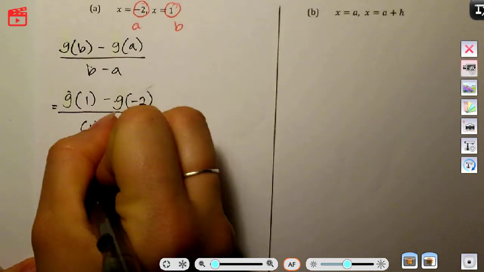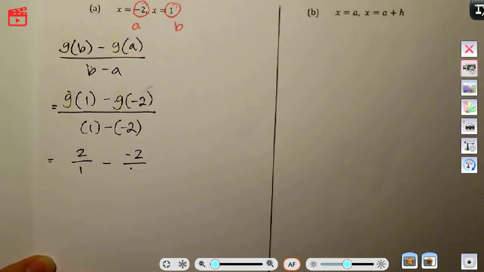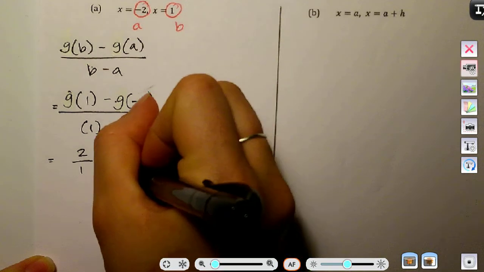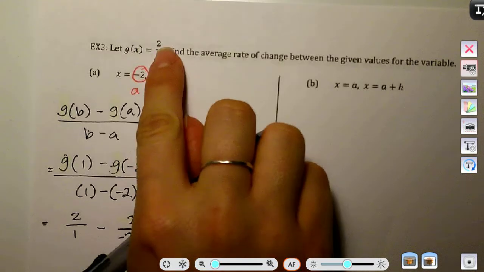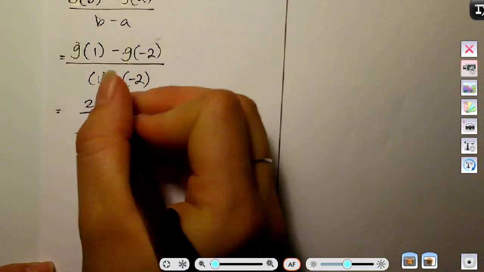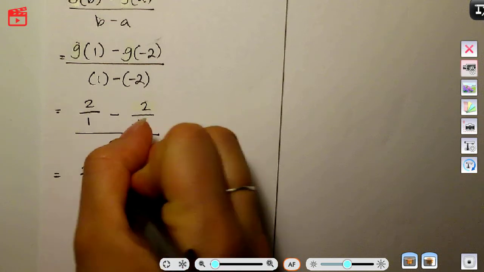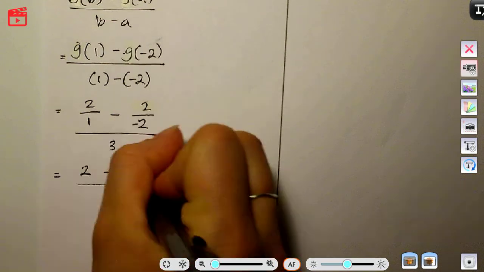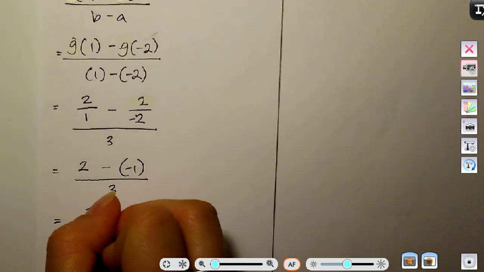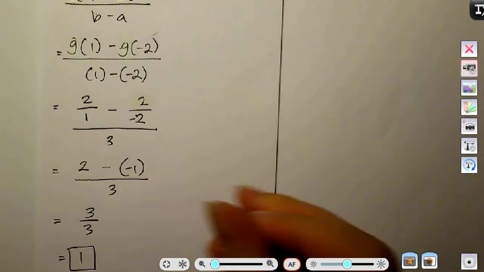That's going to be 2 over 1 minus negative 2 over, minus 2 over negative 2. Because our function is g of x equals 2 over x. All over, and then that is going to be 3. So this will be 2 minus, and this will simplify into negative 1 all over 3, which is going to equal 3 over 3. Hey, which is 1. Not too bad, that one simplified really nicely.